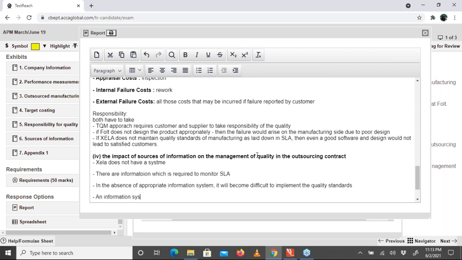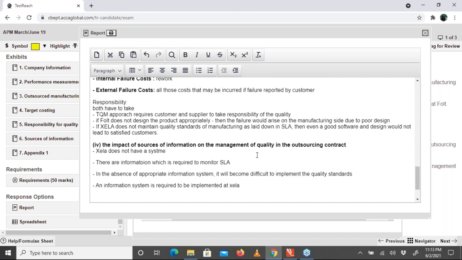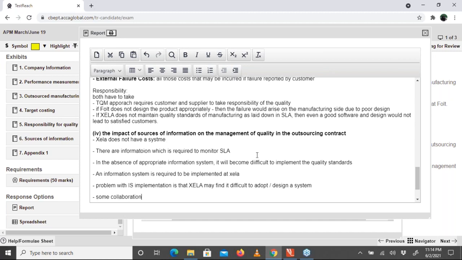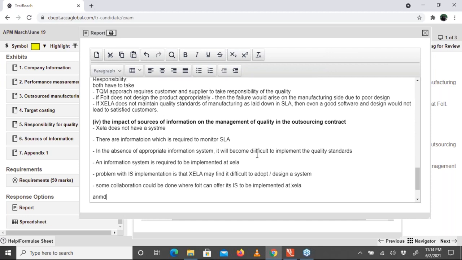An information system is required to be implemented at Zela. The problem with information system implementation is that Zela may find it difficult to adopt or design a system. Some collaboration could be done where Fault can offer its information system to be implemented at Zela, and Zela can develop a similar or improved system of their own at a later stage as the contract progresses along.